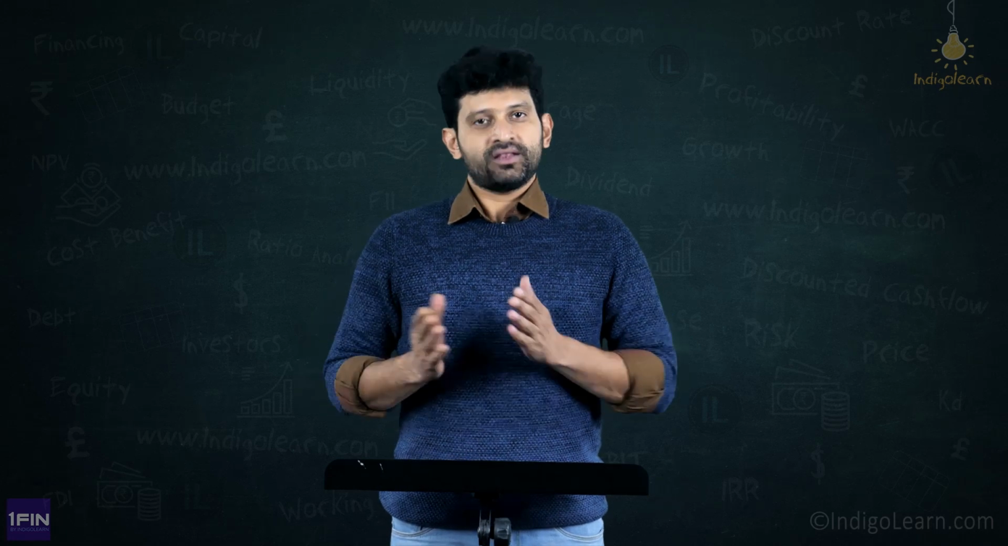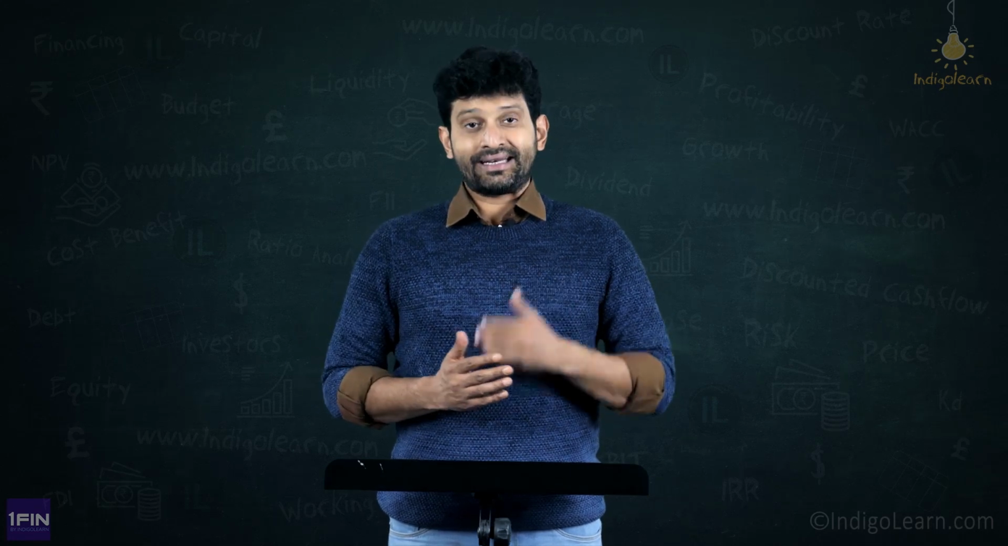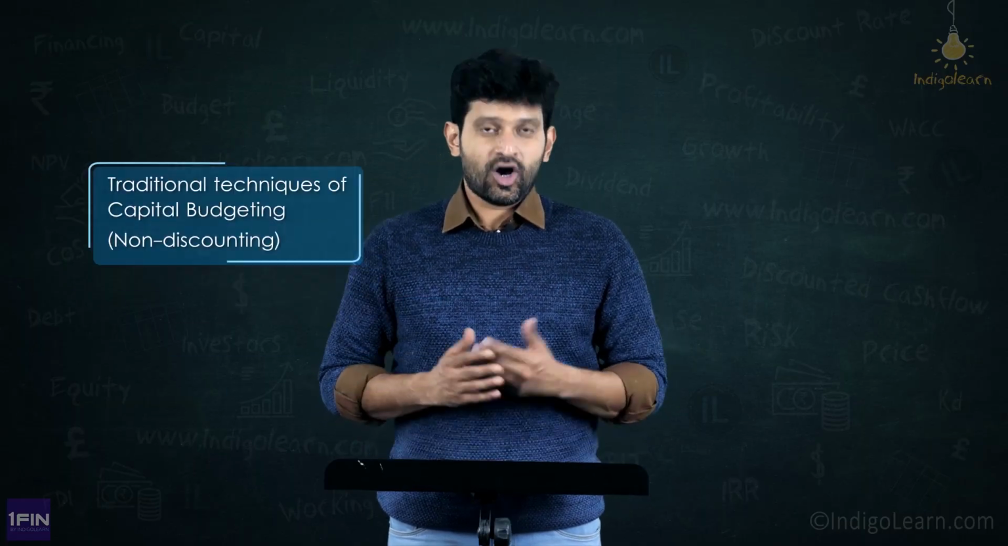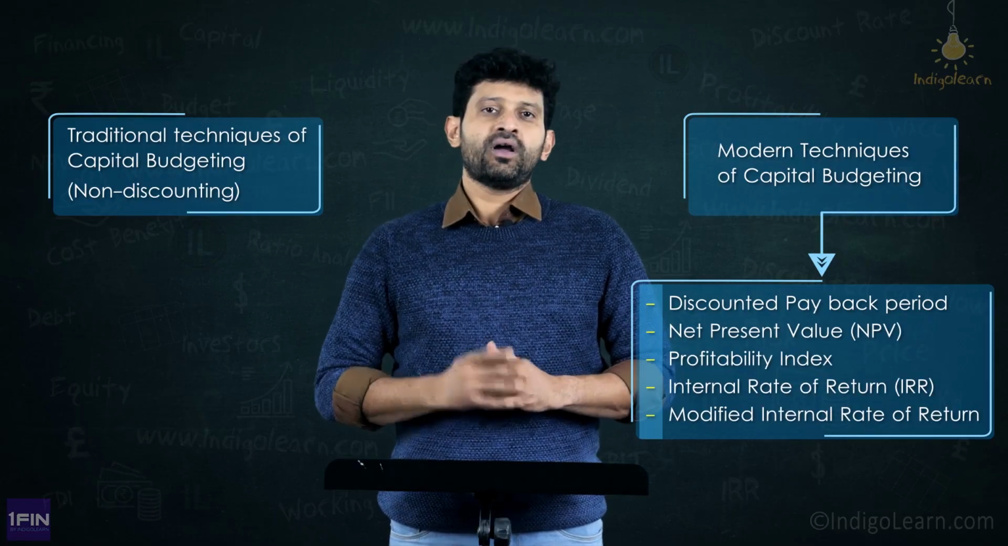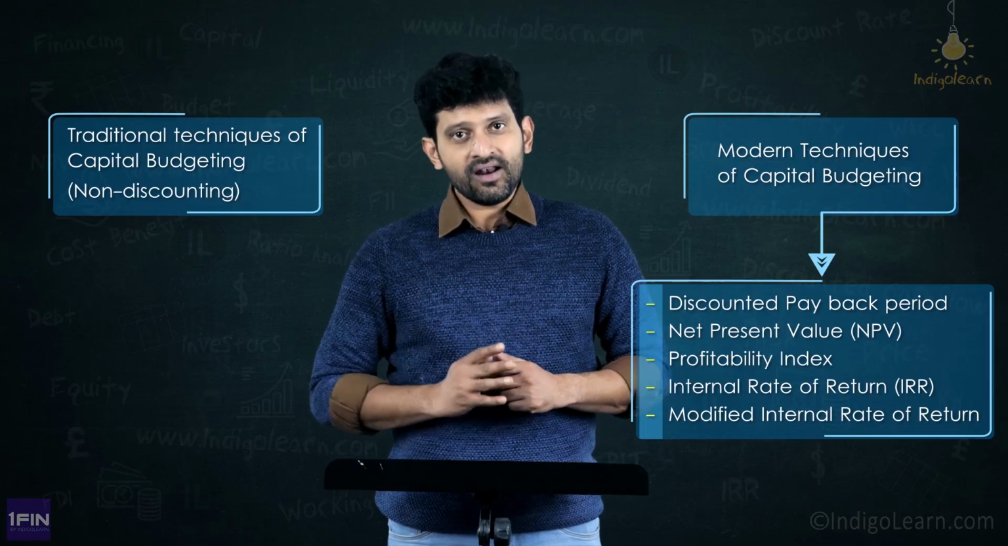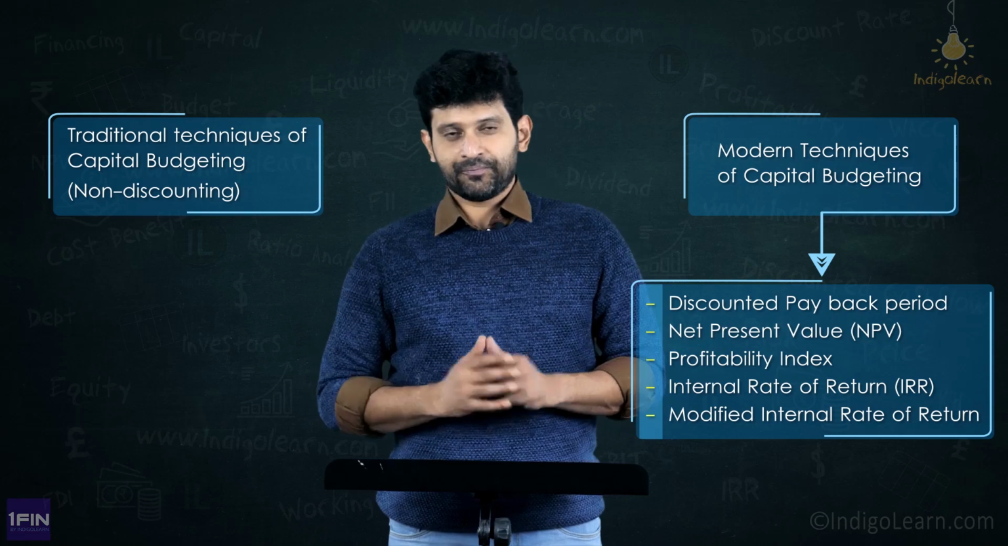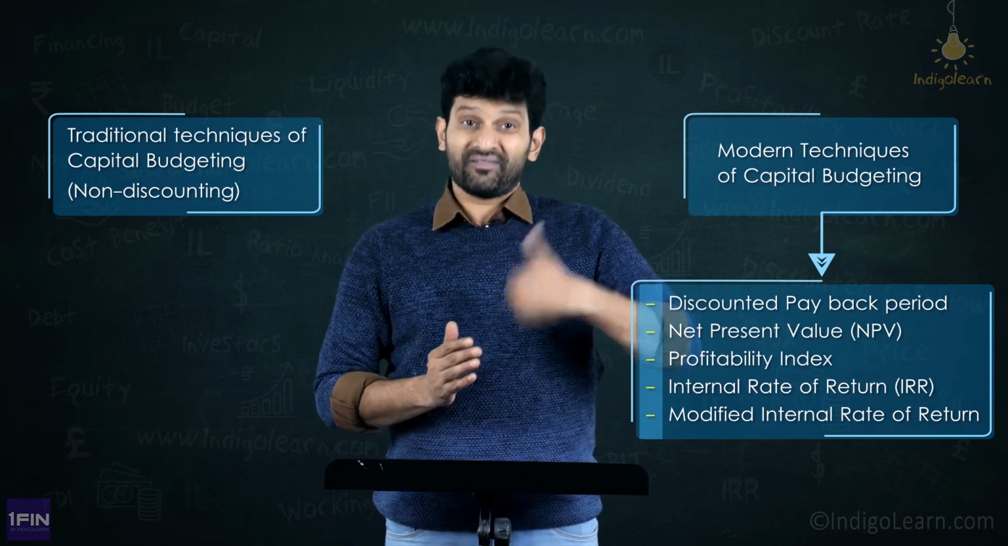Hi friends, in the previous session we saw the traditional techniques, that is, the non-discounting techniques. Let us now move to the modern techniques, or the discounting techniques. These are the techniques in which we use the discounting factor to make capital budgeting decisions. The main techniques are discounted payback period, NPV, profitability index, IRR, and lastly MIRR. Now let us start learning, or revising, one by one.